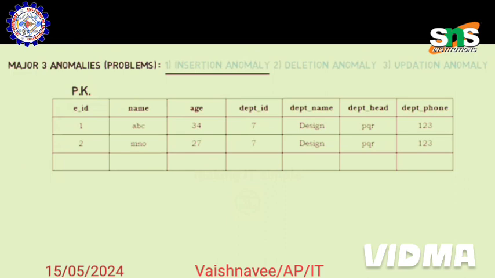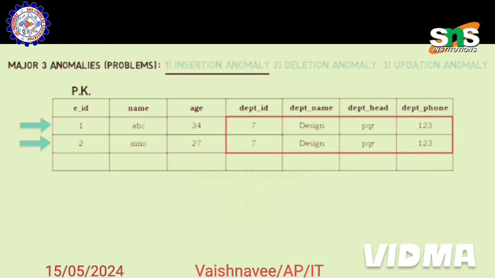Let us say we have two records. ID is 1, name is ABC, age 34, department ID is 7, department name is design, department head is PQR, and phone is 123. Another employee is also working in the same department. He has ID 2, name MNO, age 27, department ID 7, department name design, department head PQR, and phone 123. So this is our table. You can see there is redundant data in our table.